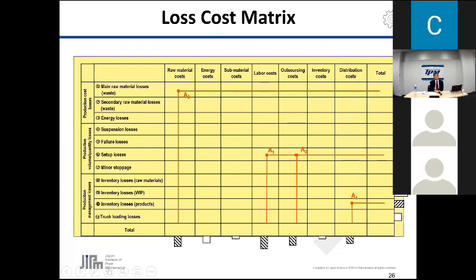This is an example of a loss cost matrix. So you can easily find which cost is huge, which loss is huge. So you have to make a priority.